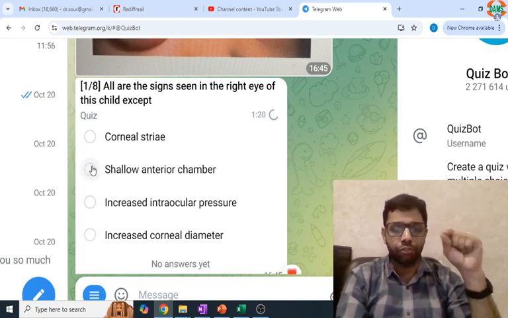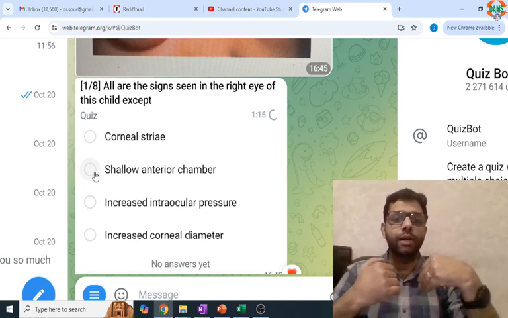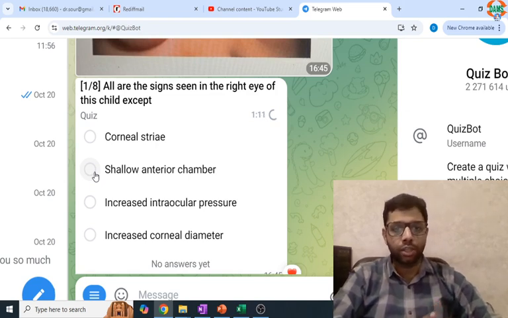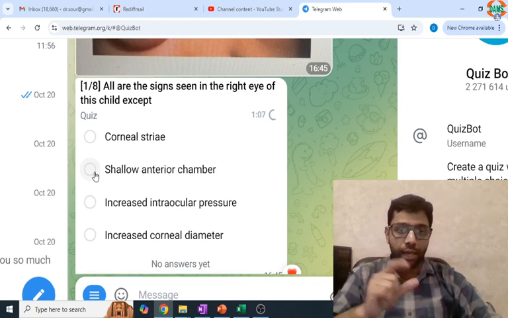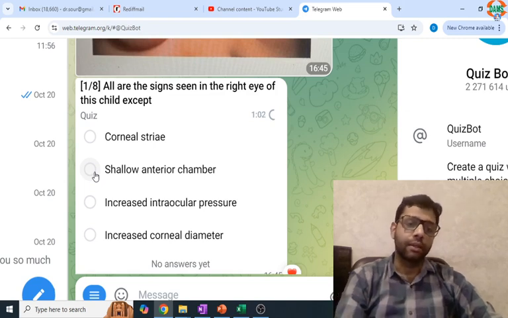anterior chamber. The treatment of choice is goniotomy because there is Barkan's membrane which is not allowing the aqueous to come out. You have to cut the Barkan's membrane by an angle surgery procedure known as goniotomy. During angle surgery, you should see the angle by gonioscope, and direct gonioscope should be preferred in angle surgeries.